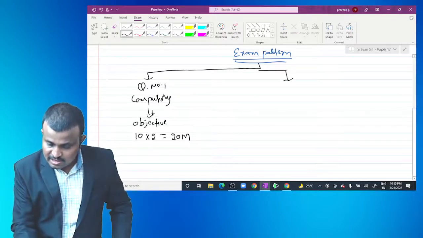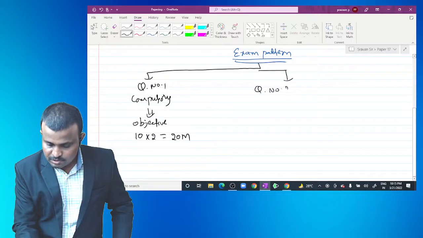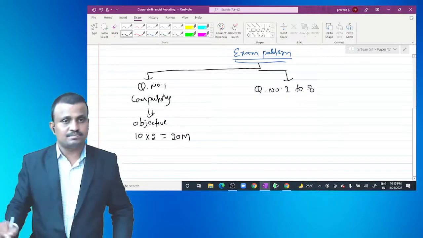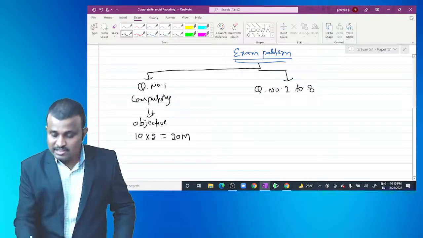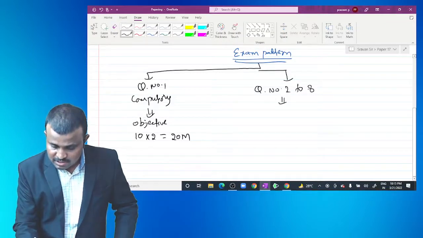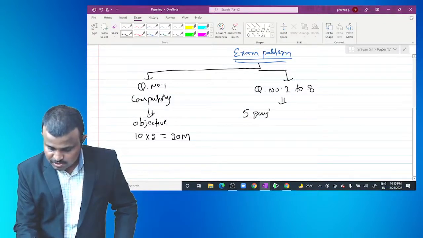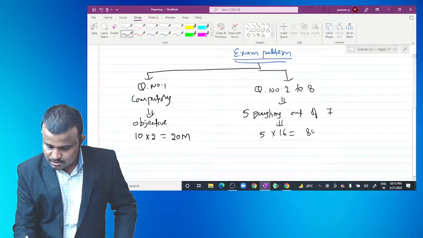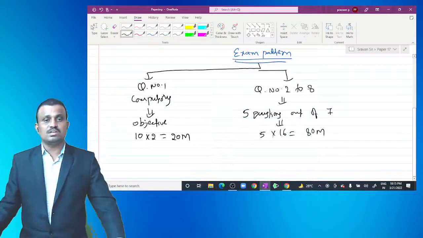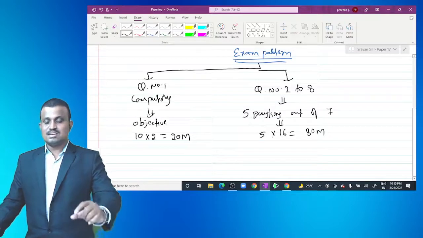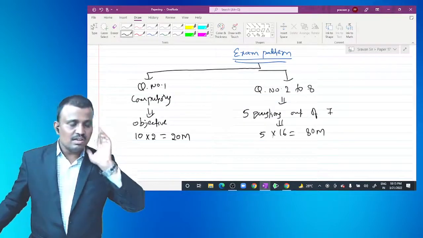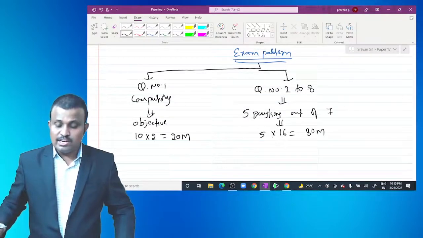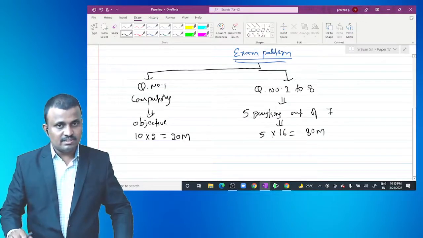And the remaining questions are question number 2 to 8. Out of those we have to write 5 questions out of 7, and each carries 16 marks, total 80 marks. So this is the pattern of the exam relating to Paper 17.